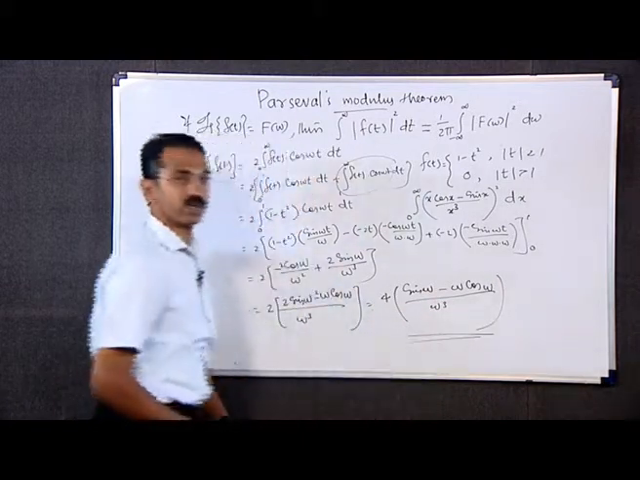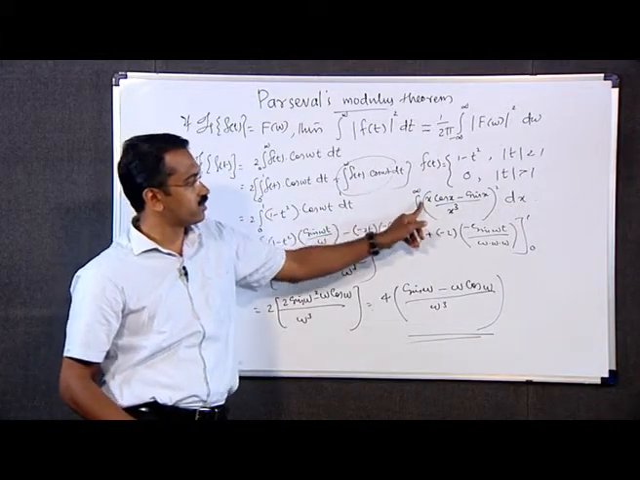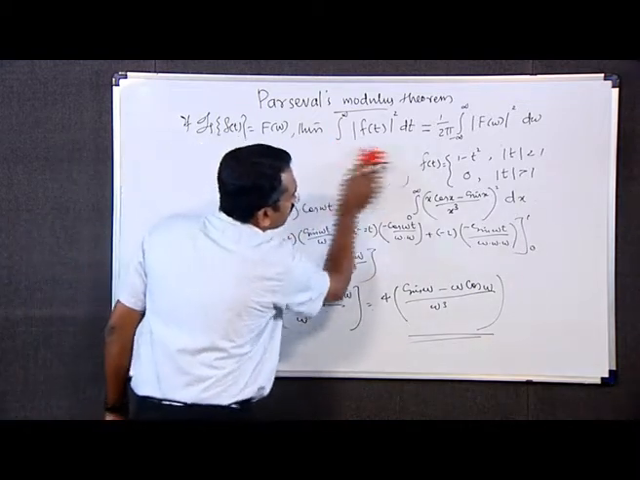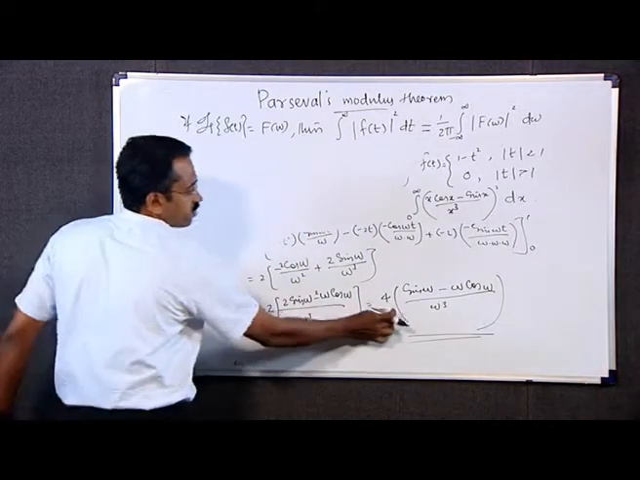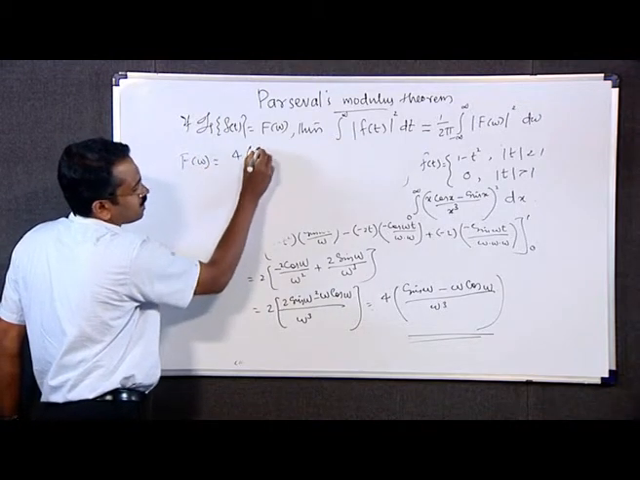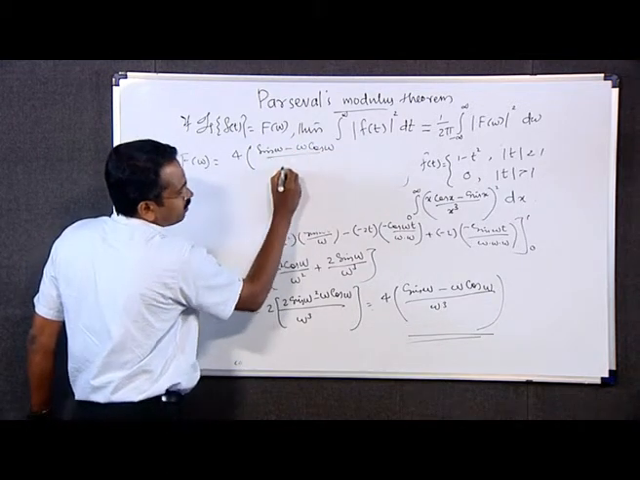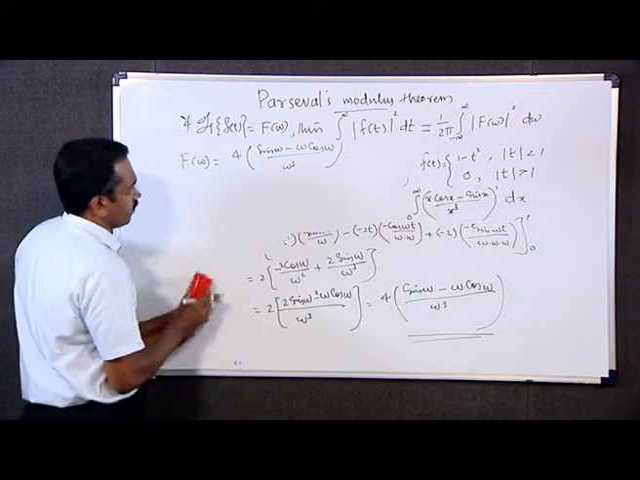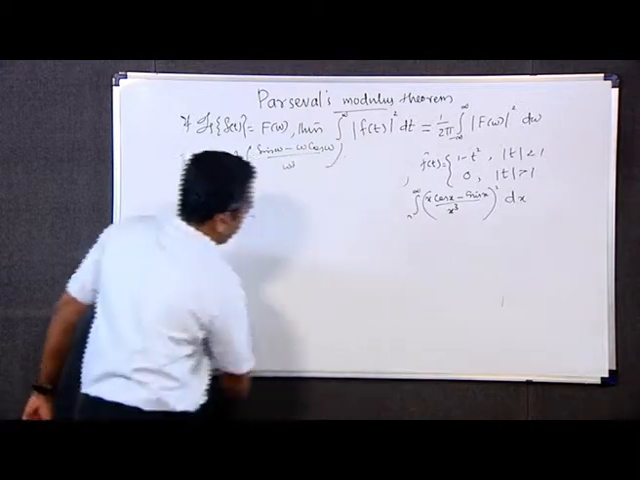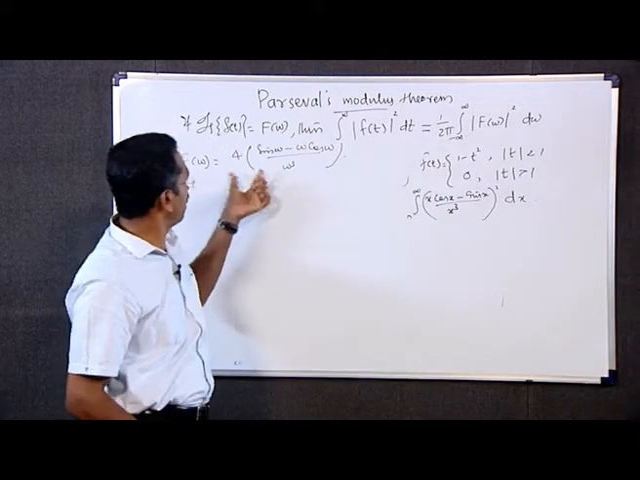This is the required Fourier transform of the given function. Now we have to evaluate this integral. For this we take f of omega as this function, that is f of omega equal to 4 into (sin omega minus omega cos omega) divided by omega cube. Then we have to use this Parseval's identity in order to evaluate this integral.